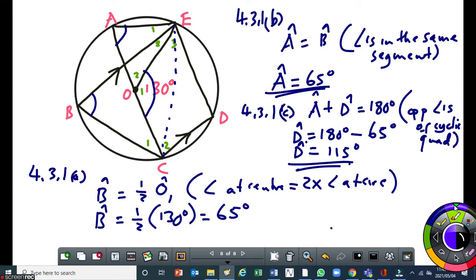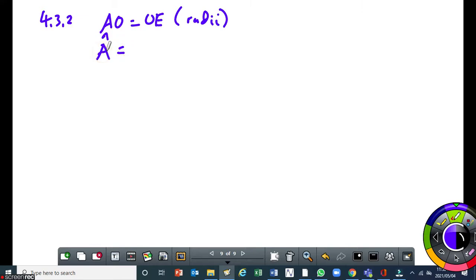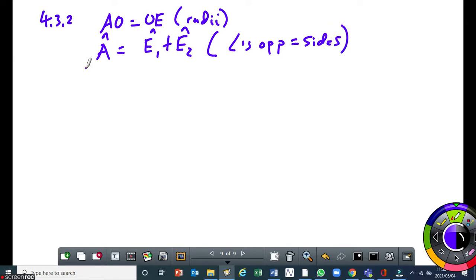So first, I'm going to say AO is equal to OE. Okay, so this is 4.3.2. I'll say AO is equal to OE. My reason is that those two are radii. Once I say that, it means that angle A is going to be equal to angle E1 plus E2. And my reason here will be angles opposite equal sides. Okay? Therefore, angle E1 plus E2, that will give me 65 degrees. Because already we know that angle A is equal to 65 degrees.